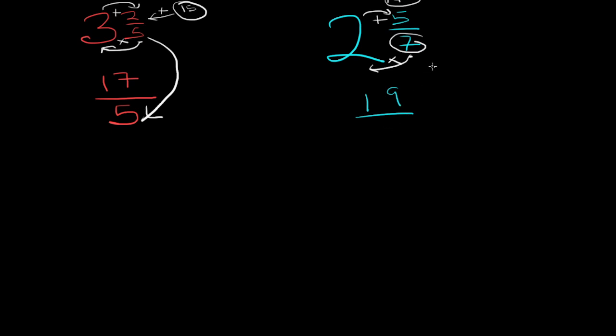Remember, the denominator does not change. So what was the denominator here? 7. So we just, let me change the color. So the denominator was 7. So we maintain the 7. All right. So 2 5/7 gives us 19/7, or 19 over 7.